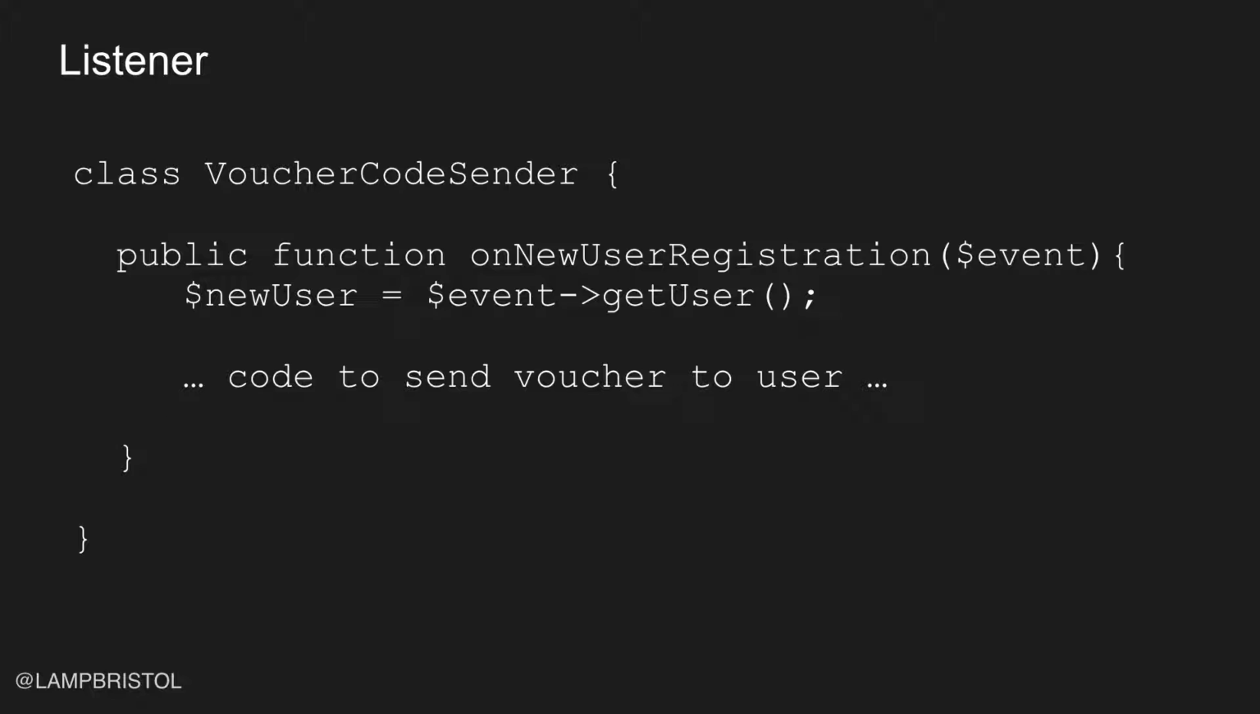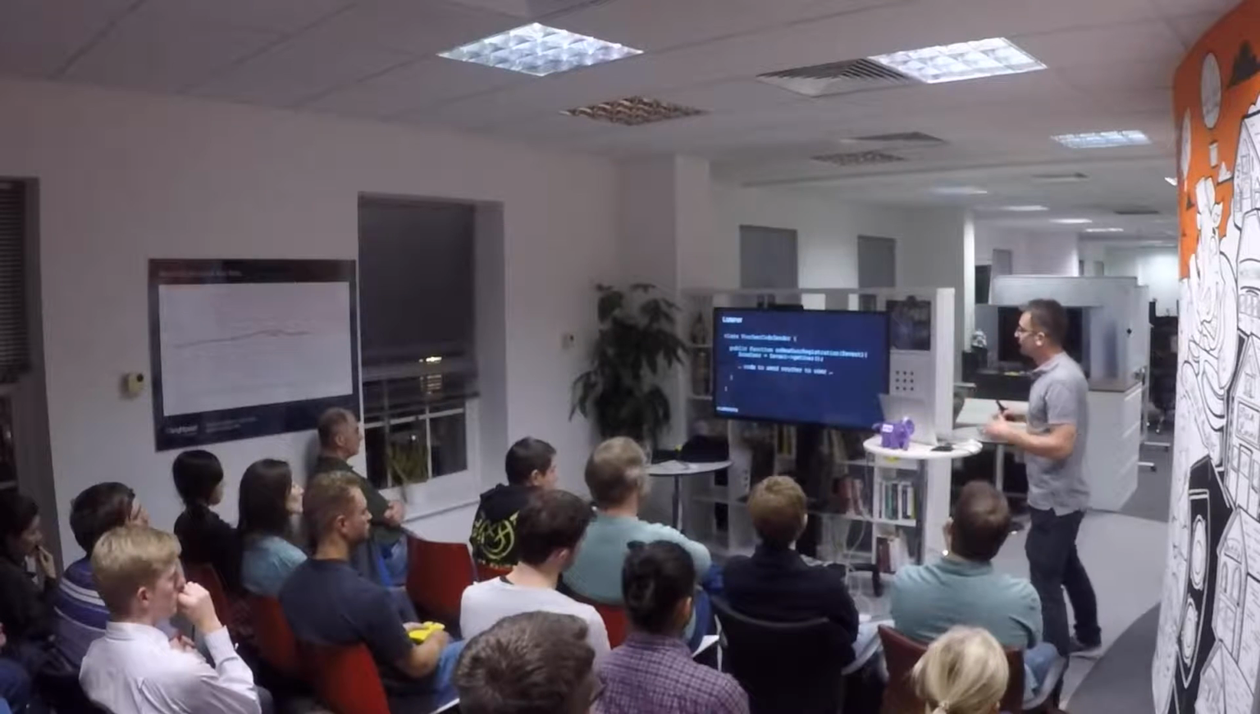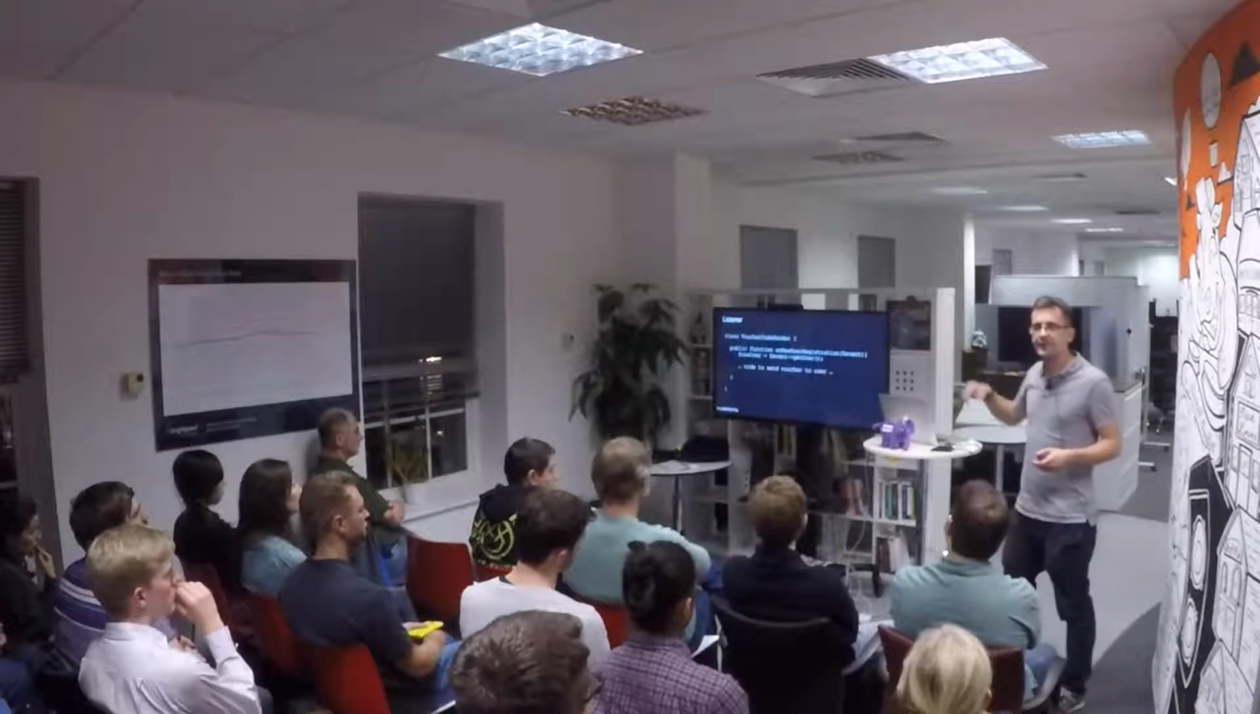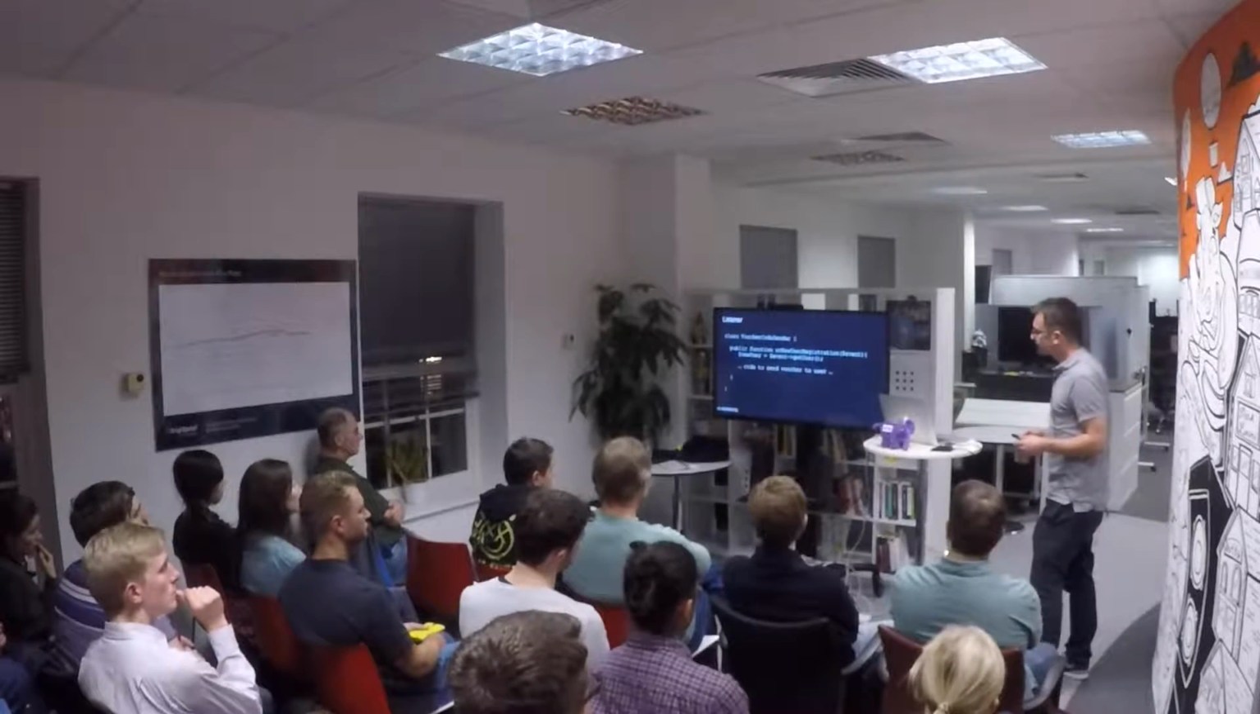So we might have some code that looks a bit like this. We've got our voucher code sender class, and we've got an on new user registration method, which takes the event. We can get the user out of the event, and then we can do whatever code we need to create the voucher. Now, if this was real code, I would say this should delegate off to something else that actually creates the voucher. This is just here to listen to the event.